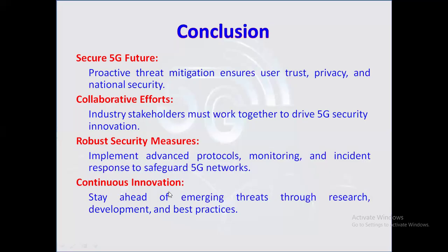Next, continuous innovation. Continuous innovation is vital to staying ahead of emerging 5G threats. Research and development focus on cutting edge security technologies such as AI driven threat detection and quantum resistant cryptography. Adhering to industry best practices and standards like zero trust architectures ensures 5G networks remain agile and responsive to the evolving security landscape. So that's all about the mitigations in 5G.